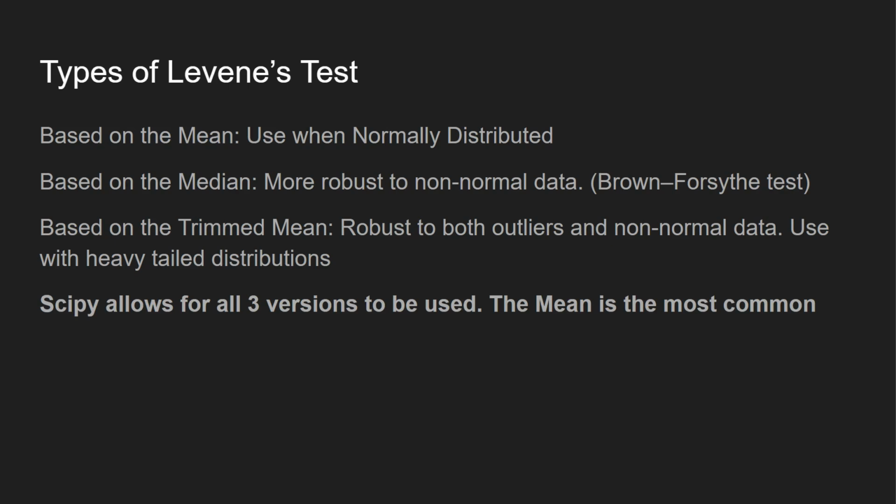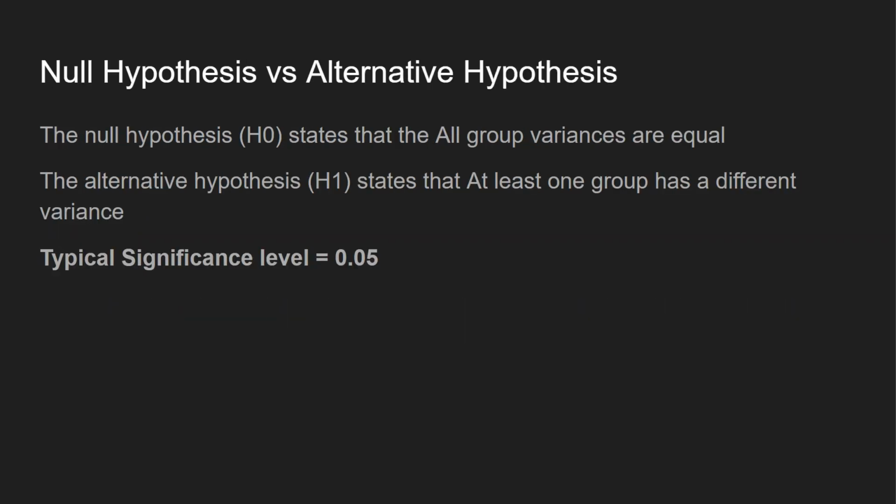the mean and median. So what you'll see for the null hypothesis and alternative hypothesis in this is the null hypothesis states that all the group variances are equal, and the alternative hypothesis states at least one group has a different variance. Typically, you're going to see a significance level of 0.05.